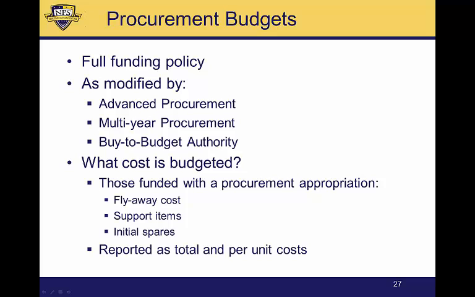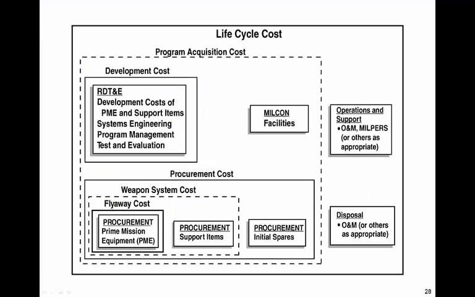So as we go and look at procurement budgets, remember we're talking about a full funding policy as modified perhaps by advanced procurement, multi-year procurement, or by the budget authority, and the costs that are budgeted. And this brings us back to your acquisition course, where we looked at various categories of cost for a major acquisition program. And our focus is on the weapon system cost, the flyaway cost of the aircraft or vehicle or weapon system that we're buying, and any support items associated with it. Usually initial spares are budgeted for separately, but are also funded in a procurement account.